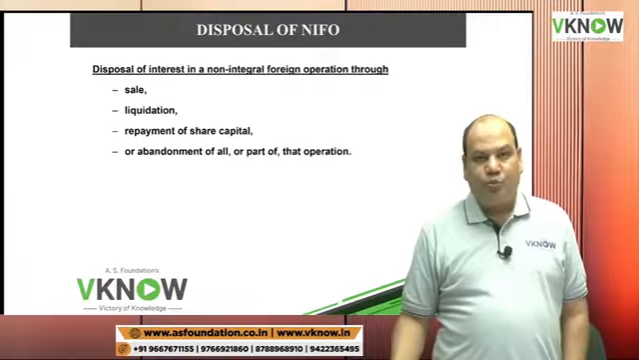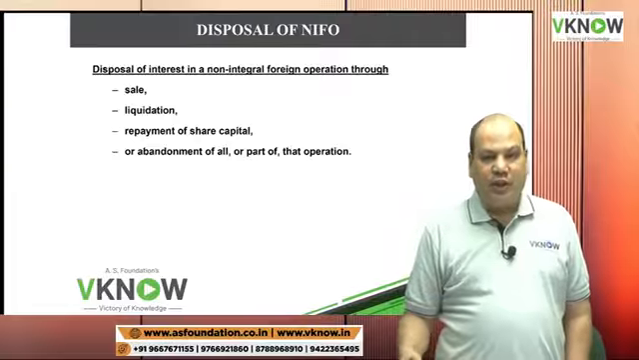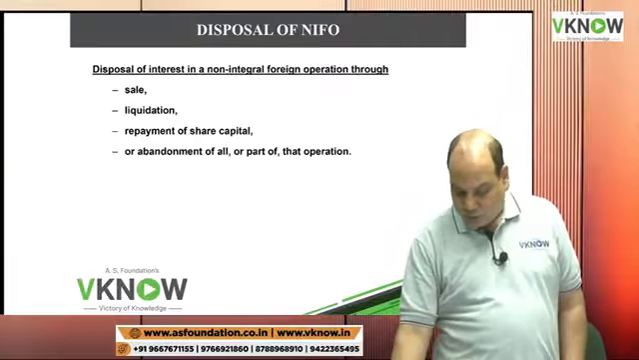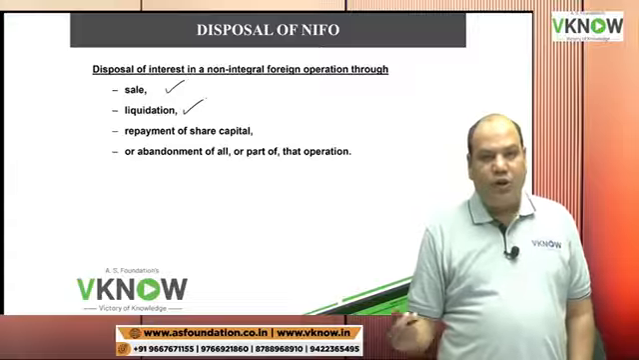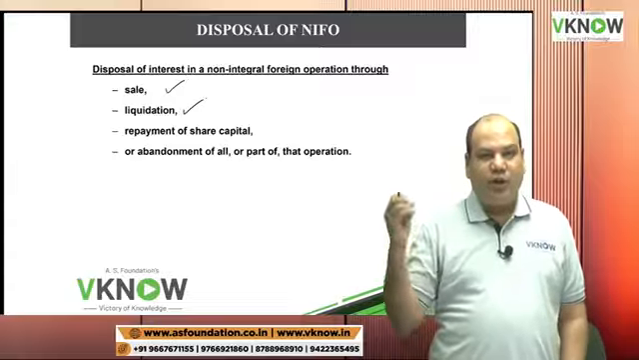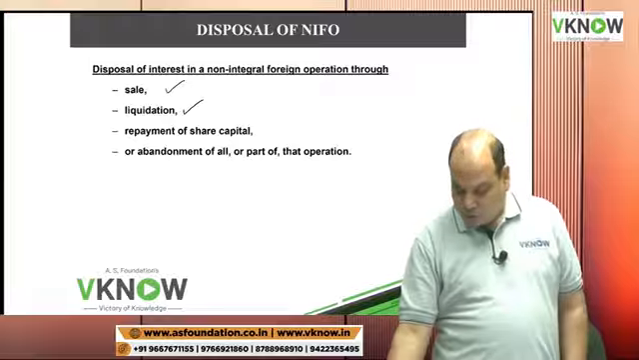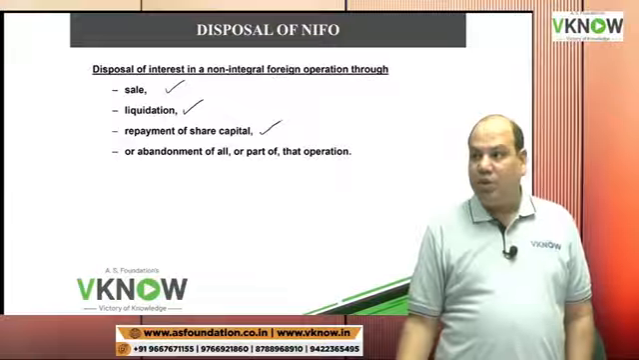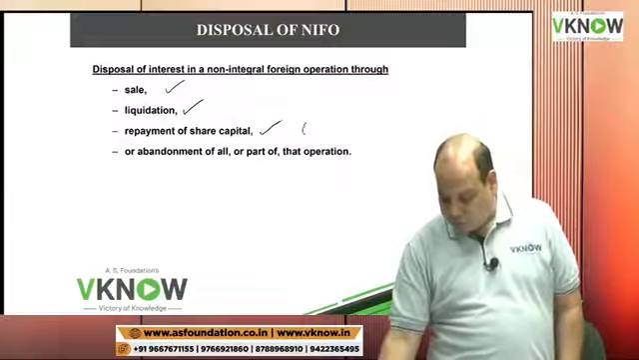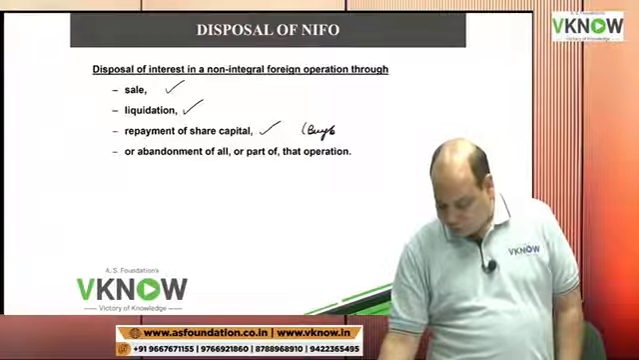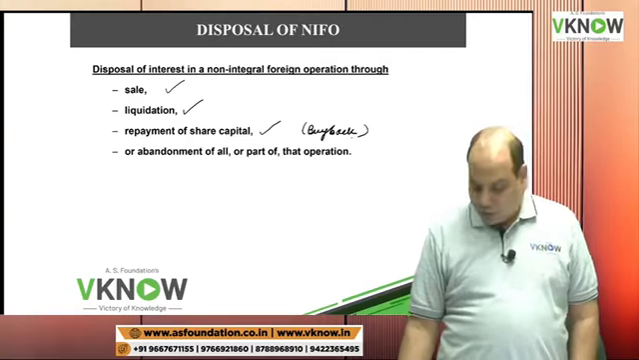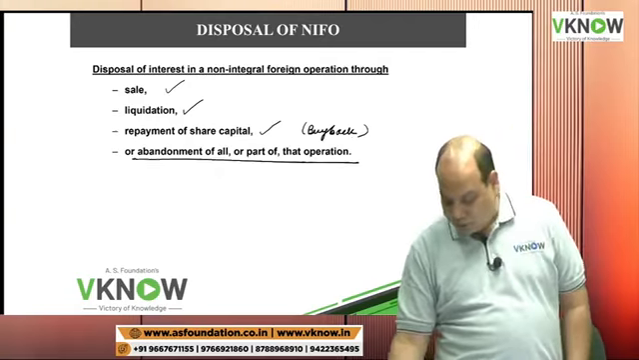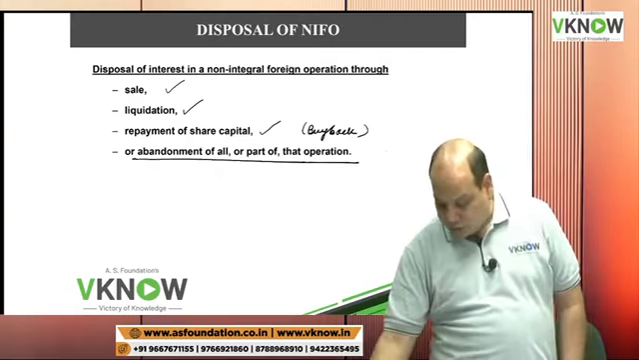Okay. So disposal of a foreign operation can take place in the following manner: generally by sale, or when the foreign operation itself is liquidated, that company is closed down, or repayment of share capital. That means that the foreign company goes for buyback of share capital, or abandonment. Abandonment means left.